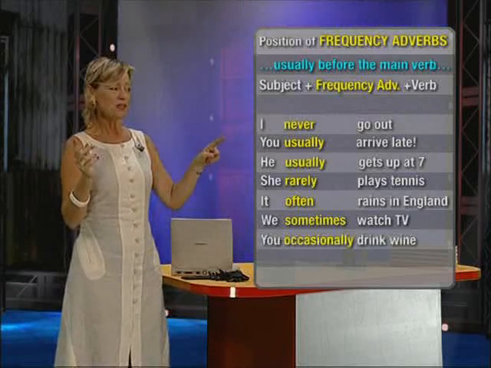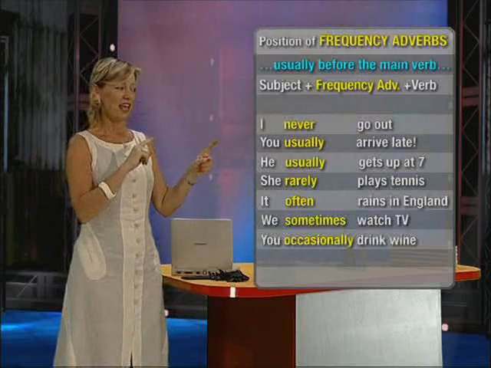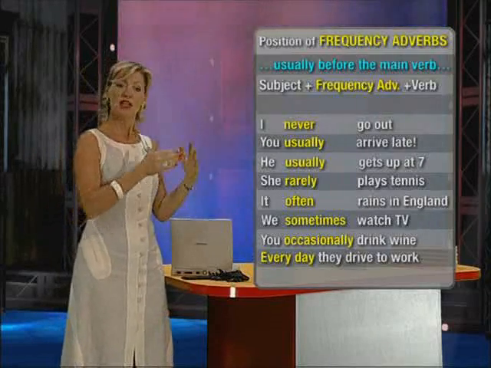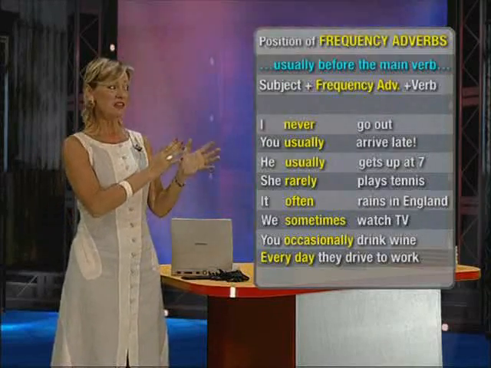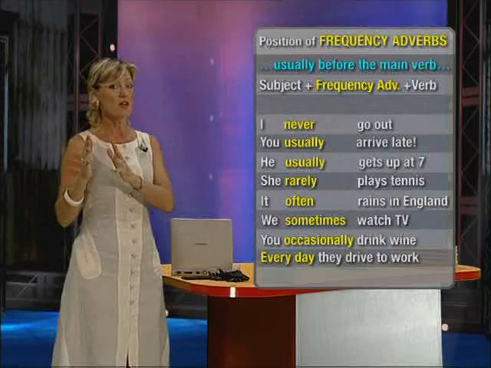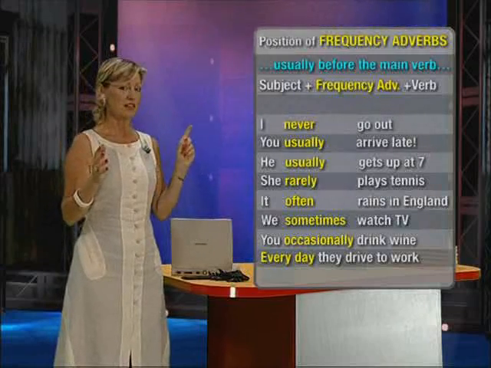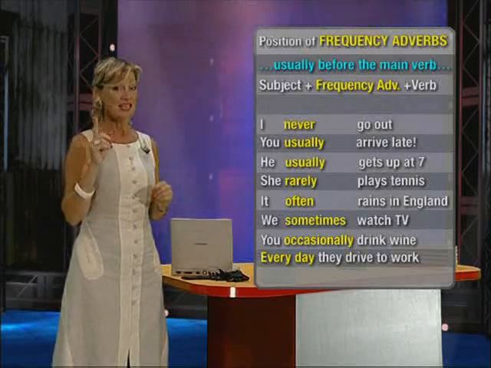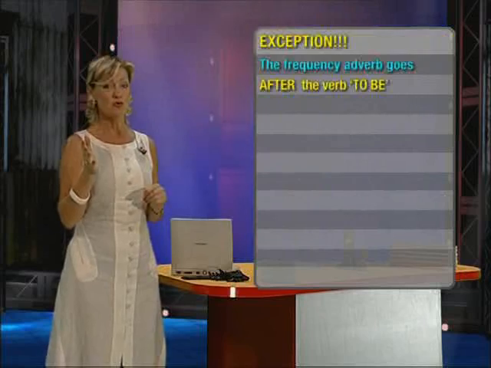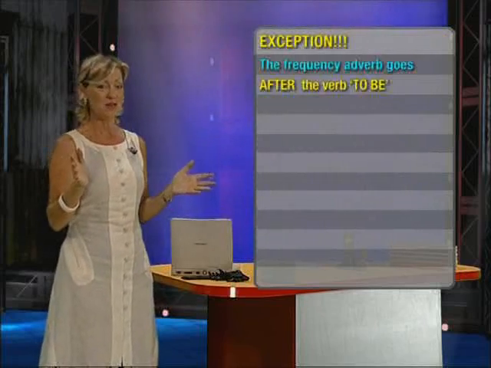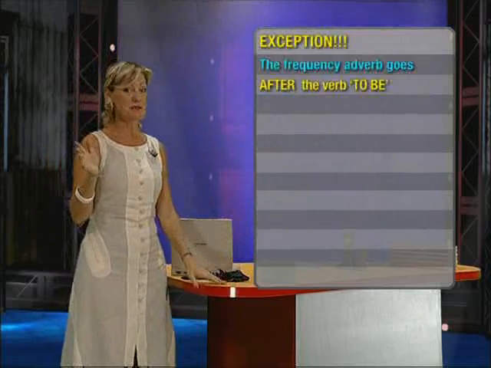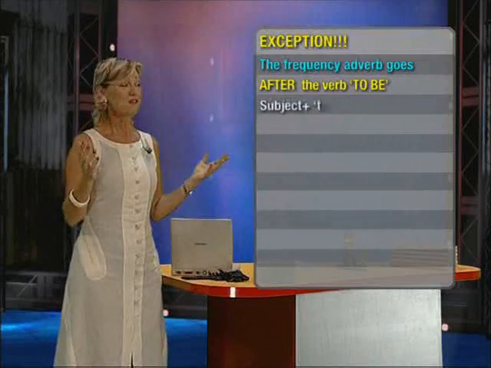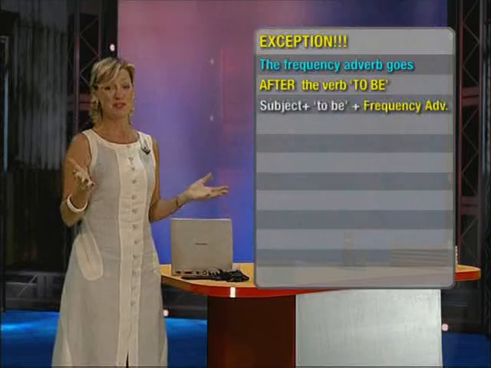And the last one is different. Every day they drive to work. Usually every day we put at the beginning. But the others are always before the main verb and after the subject. Now, one problem. There is an exception to the rule, which is typical of the English language. And what is the exception? The exception is the verb to be. The verb to be is always an exception in English.